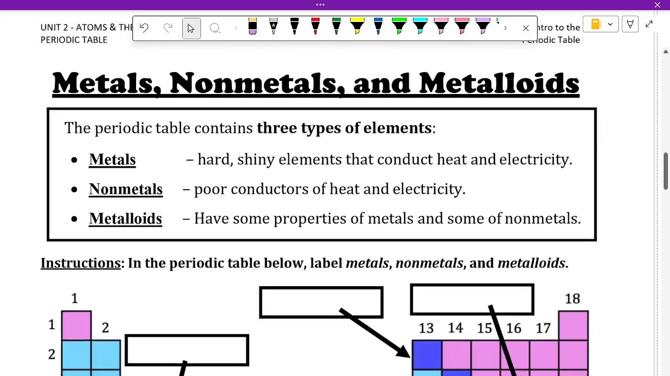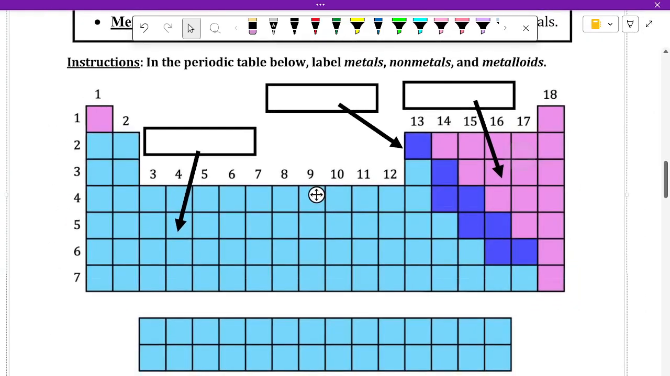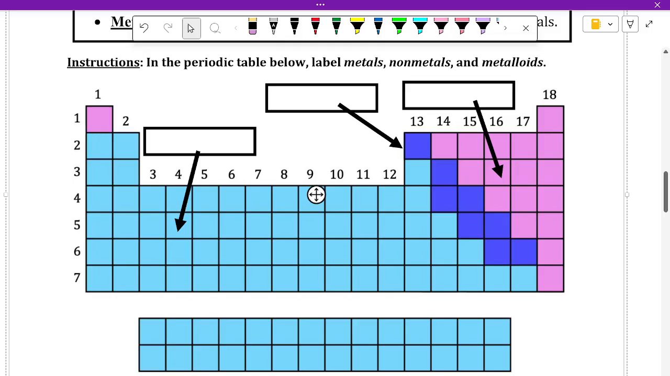So, metals are all the light blue area. Now for you, it probably doesn't look light blue. It just looks like a shade of gray, yes? But you can still label it. These are the metals. If you would like to grab yourself a highlighter and highlight all the metals one color, please feel free to do that. There are highlighters at the back of the room. I'll give you a minute to just go grab some highlighters if you want them.